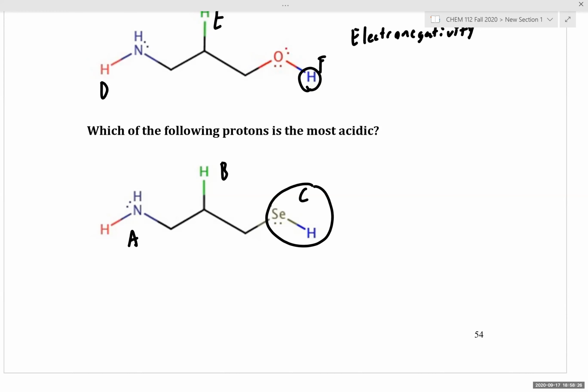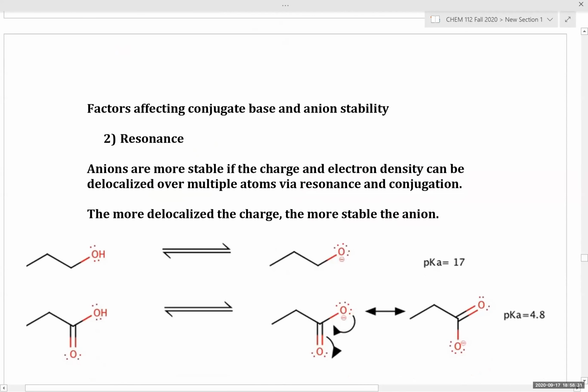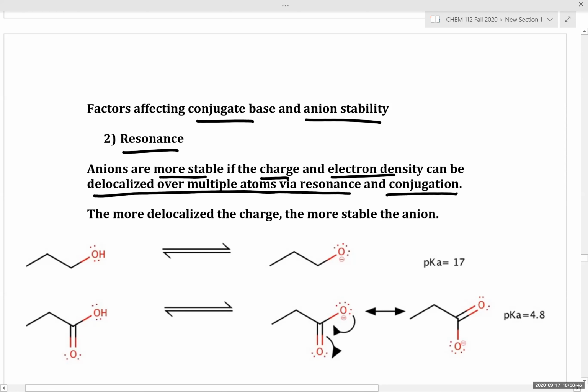Perfect. So let's keep going. There's another effect that has a pretty pronounced role on conjugate base and anion stability, and that would be resonance. So anions are more stable if the charge and electron density can be delocalized over multiple atoms via resonance or conjugation. The more delocalized the charge, the more stable your anion.